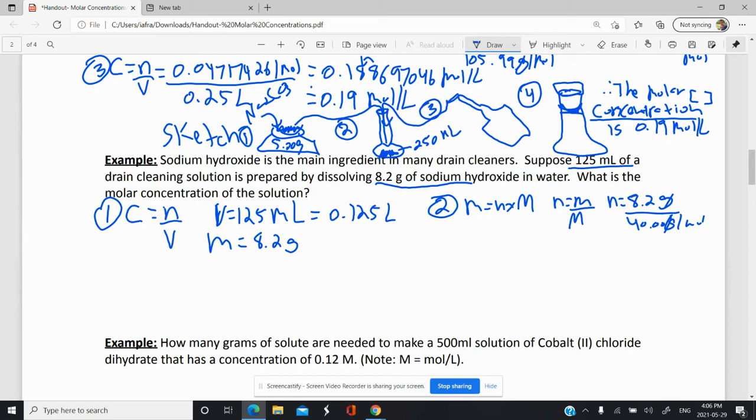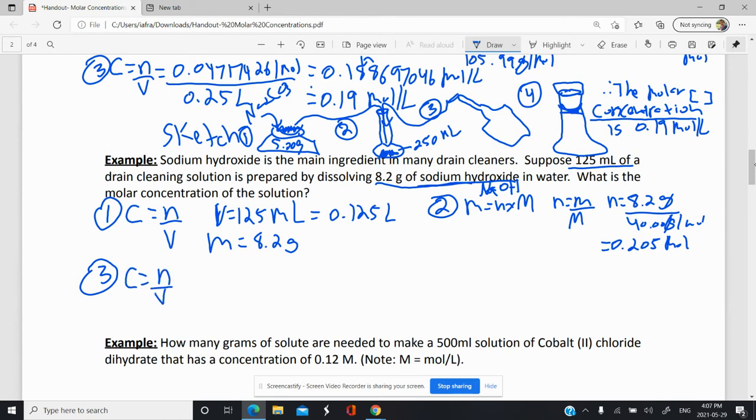So let's just write that out. One mistake I made is I should always write out what the formula is for the compound we're dealing with, because it's really easy to make a mistake with the molar masses. So NaOH, that's good. And so let's go ahead and do that. 8.2 divided by 40, and we get 0.205 moles of NaOH.